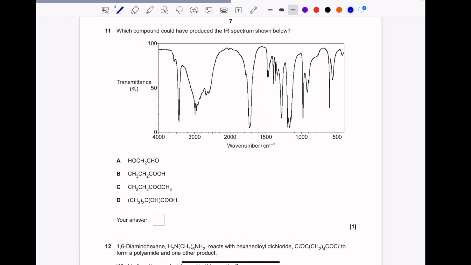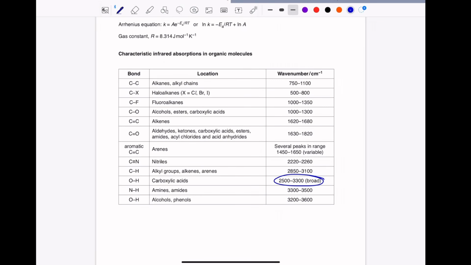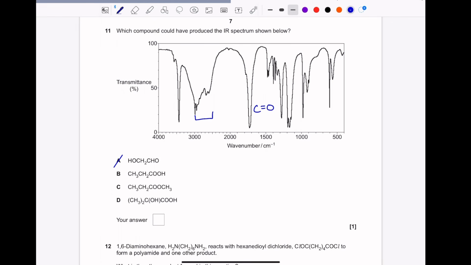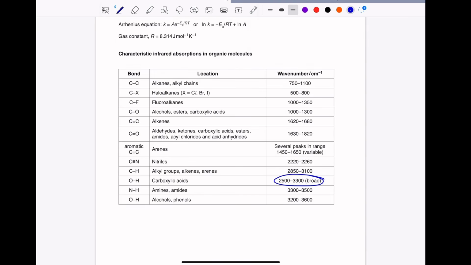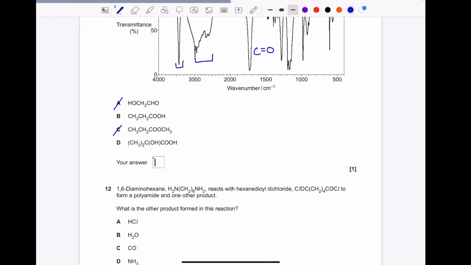Question 11 is which compound could have produced the IR spectrum shown below? So on this IR spectrum, there's a deep absorption around 1700, and from memory, I know that that's a carbonyl carbon, and from the options, all of them are carbonyls, so we need something else. We can also see this broad absorption between 2500-ish to 3000, and on the data sheet, that broad absorption is carboxylic acids, so we can disregard A and C. And we have this absorption around 3,500-ish, so that could either be an amine or alcohol. I don't think there's any nitrogen, so it has to be the alcohol one, so option D.